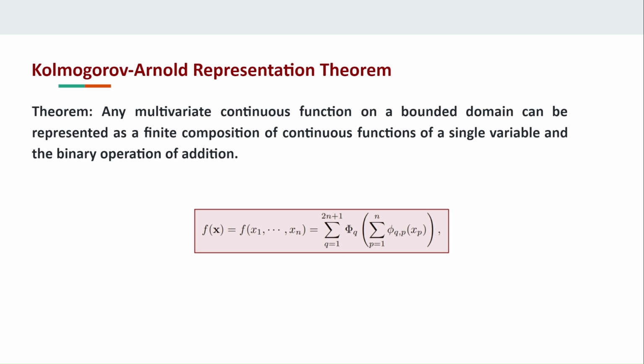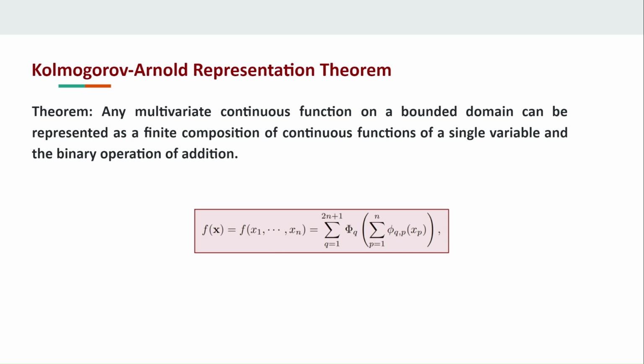And now, this is the Kolmogorov Arnold representation theorem, which states that any multivariate continuous function on a bounded domain can be represented as a finite composition of continuous functions of a single variable and the binary operation of addition. Now, if there are n inputs, we can see how there is a summation over 2n plus 1 feature vectors. So if there are n inputs, there are 2n plus 1 nodes in the hidden layer. And finally, the output of the function that we are learning is the output.